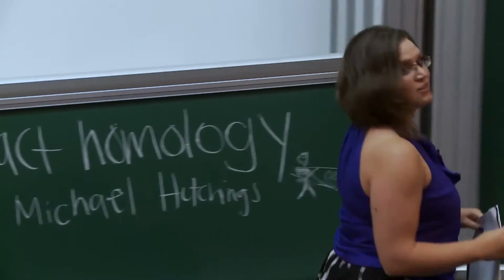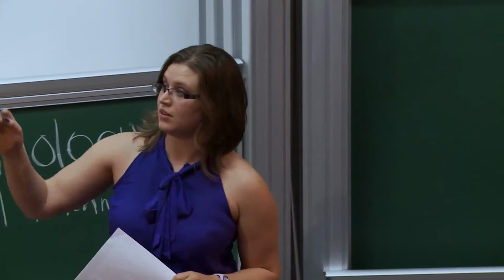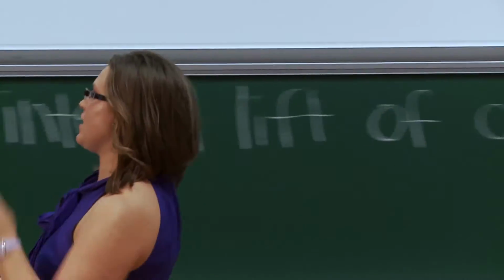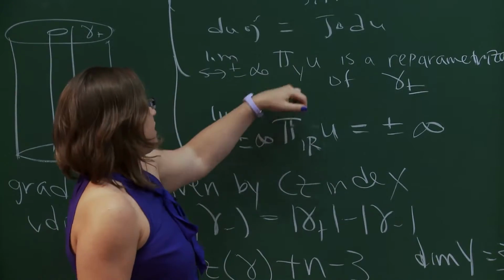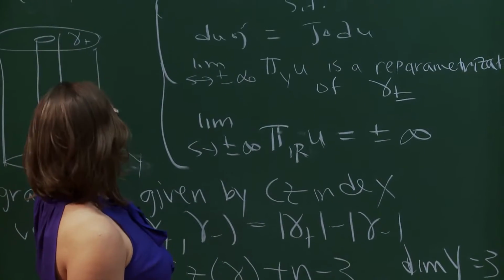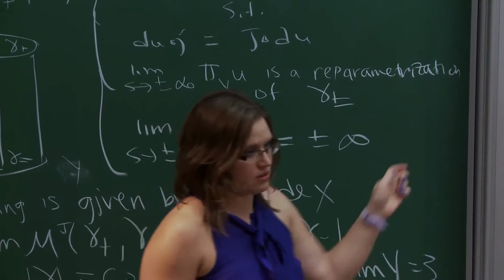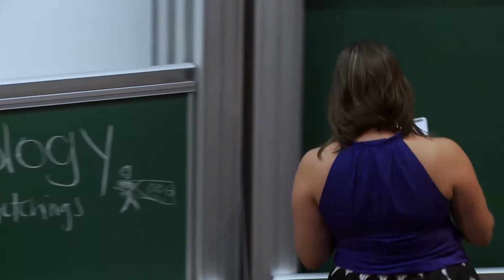Any other questions? This moduli space is after more parameterization of the cylinder, right? Oh, yeah, that is incorporated by the fact that this is the projection onto the contact manifold, which is a reparametrization of gamma plus minus. So that already includes that. Okay.